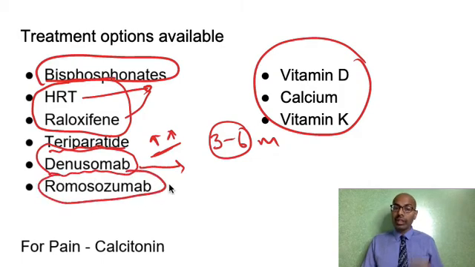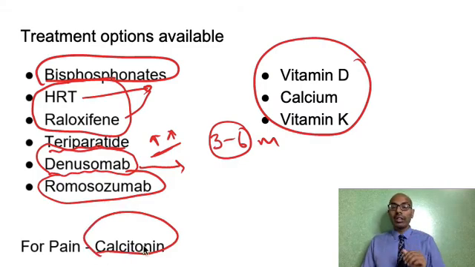Romosozumab is a new drug which is available, an anti-sclerostin antibody. It acts against sclerostin. What does sclerostin do? It inhibits osteoblast activity. So inhibiting the inhibitor of osteoblast will increase the activity of osteoblasts and therefore increase bone density. In case of vertebral fractures, we can use calcitonin. It is used as a nasal spray. You use it alternately on either side of the nostril, and this helps in reduction of the pain.